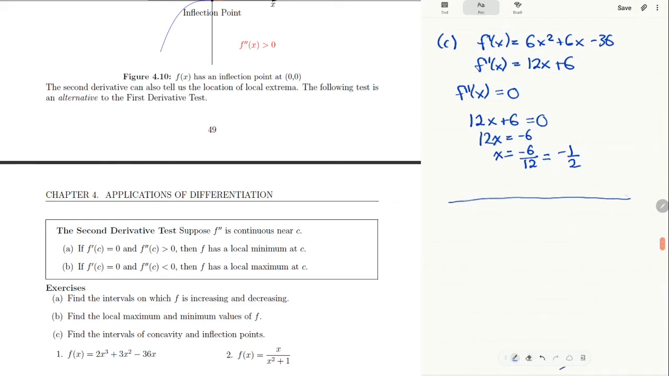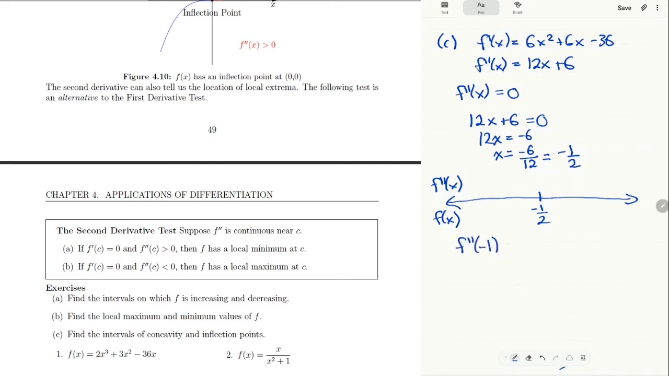So now let's plot a number line for testing the sign of the second derivative. So we plot the points when the second derivative is equal to 0, and we found that happens when x is negative 1/2. And then we're going to test the sign of the second derivative within each of these intervals. So between negative infinity and negative 1/2, and from negative 1/2 to infinity. So let's choose a number between negative infinity and negative 1/2. For example, we can choose negative 1.